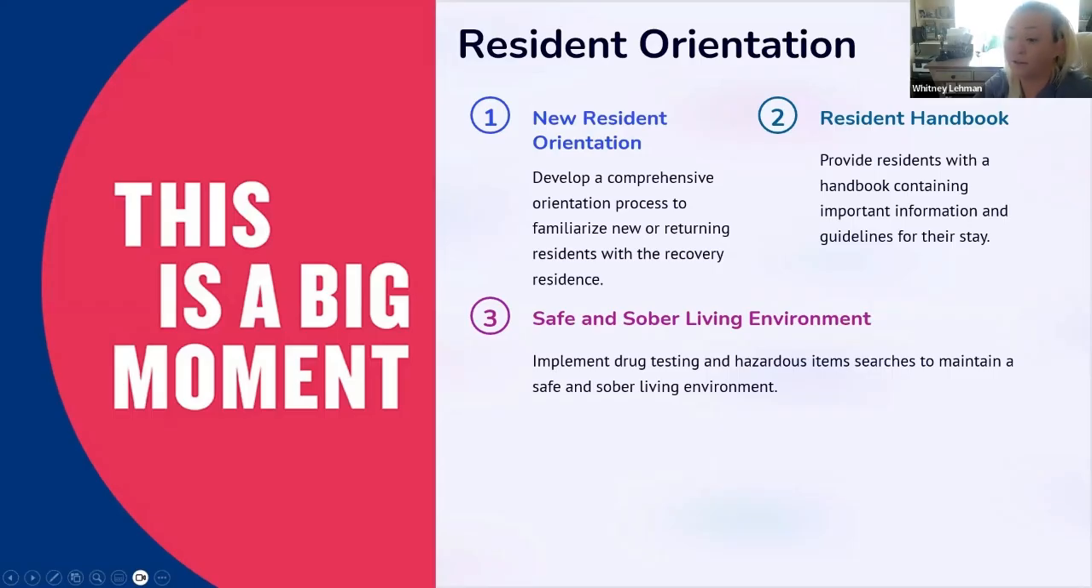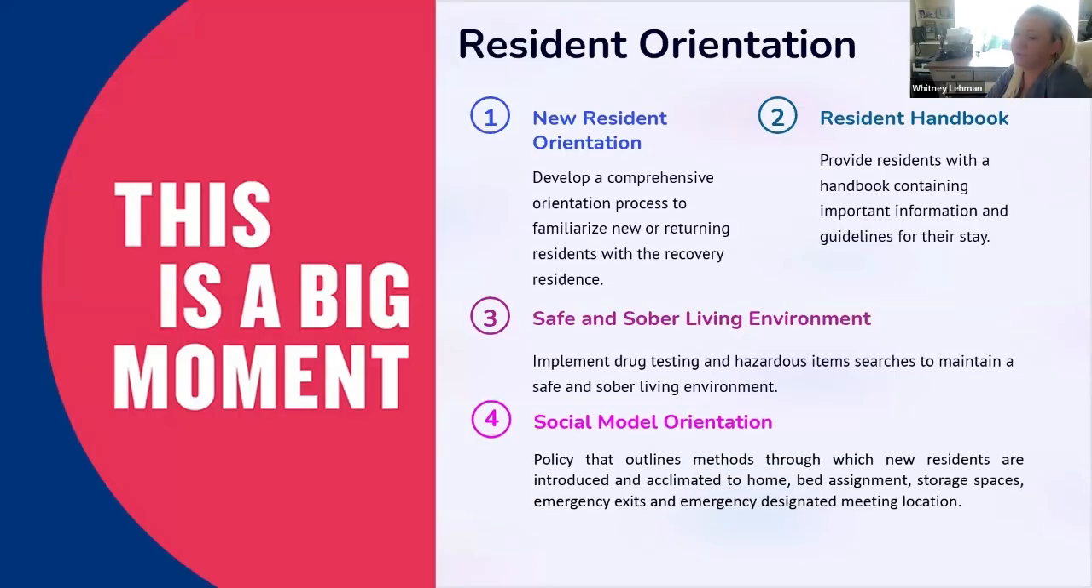You want to make sure at this time that we're implementing drug testing and hazardous item searches to maintain a safe and sober living environment. And you want to make sure that's documented in the policy and procedure. And then you want to make sure that this is a social model orientation.